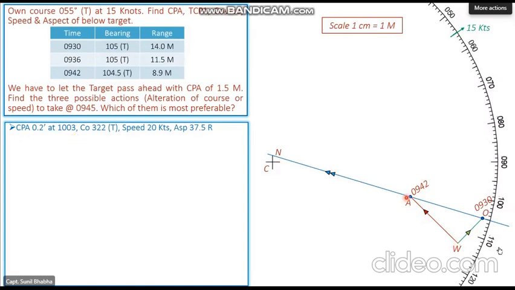The course of the target WA is measured as 322 degrees true. The speed can be measured using the distance Whiskey to Alpha. So up to here we have done a basic plot. Now this is what we had done yesterday, so up to here was done till yesterday, and now we are proceeding ahead learning how to predict our action.